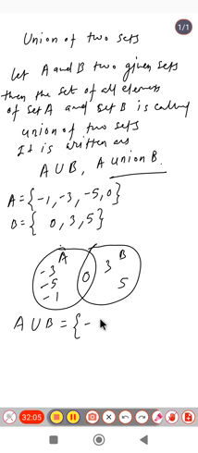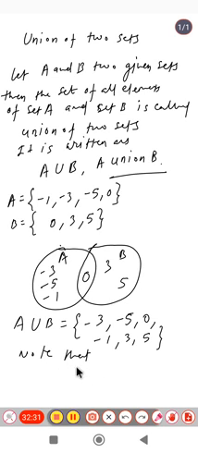It should be like -3, -5, then 0, -1. Understand? Note that A union B and B union A are both the same, because all the terms in set A and set B we can write this way. Understand everyone? All of you?